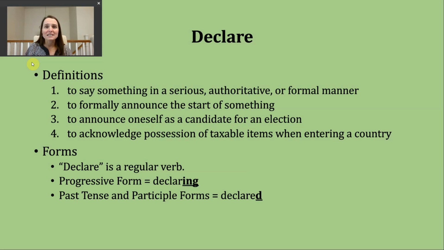Our base verb, declare, ends in an R sound. That's a voiced sound. So our past tense ending is going to make a D sound. But we're not going to add an extra syllable as we say it. It should sound like this: declared, declared.